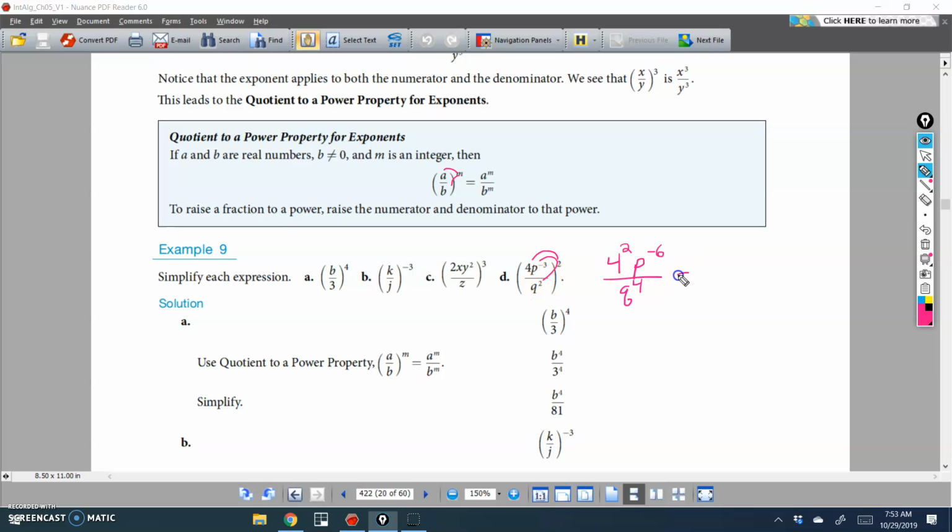Now we check for negative exponents. Alright, 4 squared, let's clean that up to 16. P to the negative 6, hey, negative exponent, so that gets flipped into the denominator. Q to the 4th, you can stay by yourself. Okay, so that would be our final answer there. So quotient to a power, the power just gets distributed, kind of same thing as before.